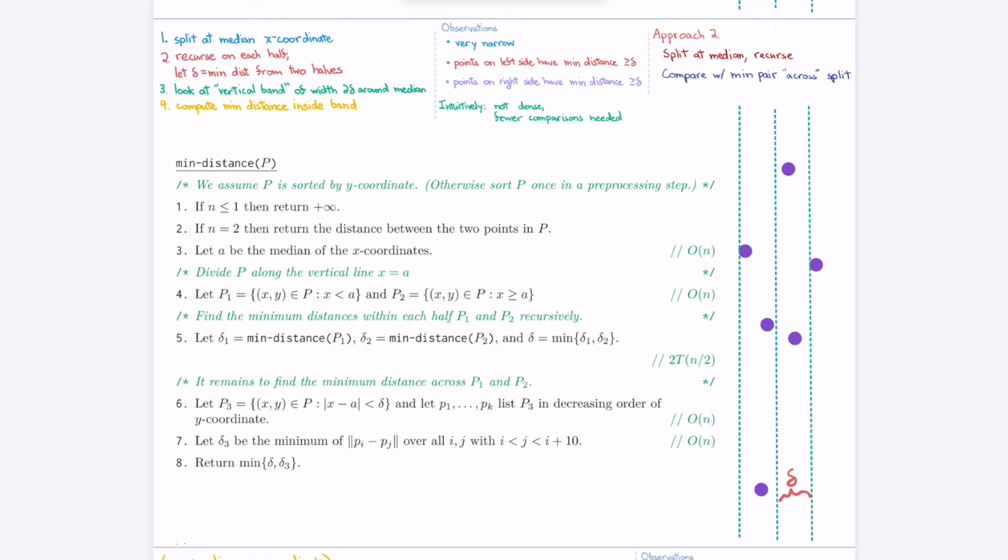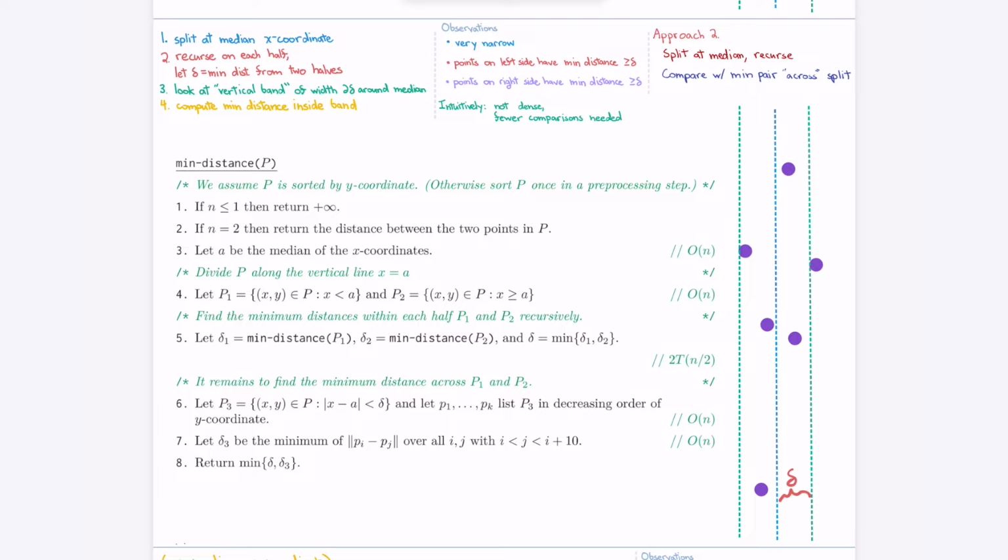Now, here's the key point. I'm going to sort everything in decreasing order of y coordinate. So I'm going to go from top to bottom. And here's a nice thing. I claim that the first point only needs to be compared to the next 10. It doesn't have to compare to all of them in the band. The second point only needs to get compared to the next 10. The third point only needs to get compared to the next 10. Each point only needs to get compared to a limited number of points in the band. And I'm claiming that's sufficient. You can see why that's useful, because then you don't have to do n-squared comparisons in the band, right? Each one only gets compared to 10.